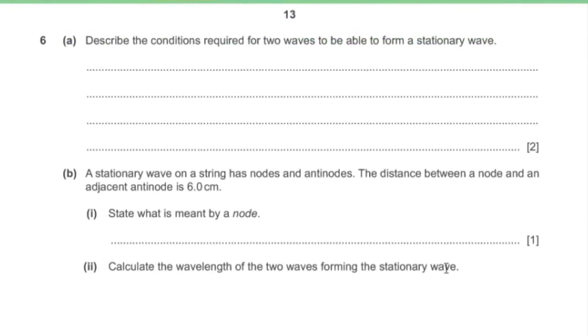Question number 6, part A, describe the conditions required for two waves to be able to form a stationary wave. So the first one is that the incoming waves need to be of the same speed and frequency. And the second condition would be that the waves are going to be moving in opposite directions and they must overlap to form a stationary wave.